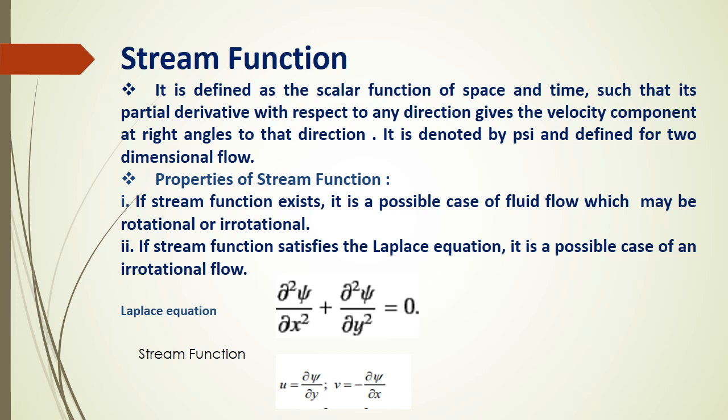Next, stream function. It is a scalar function and it is a two-dimensional function. The stream function is denoted by psi. The properties of stream function: it is possible for fluid flow which may be rotational or irrotational, if the stream function satisfies the Laplace equation. The stream function gives u equal to dou psi by dou y, v equal to minus dou psi by dou x.